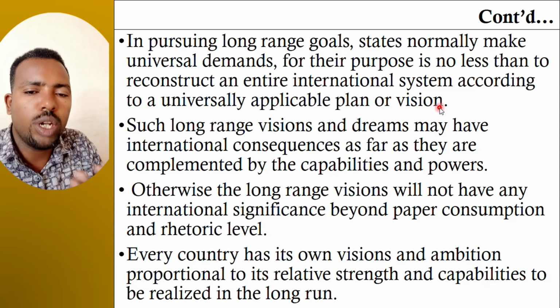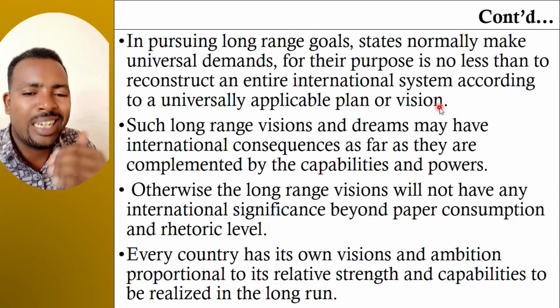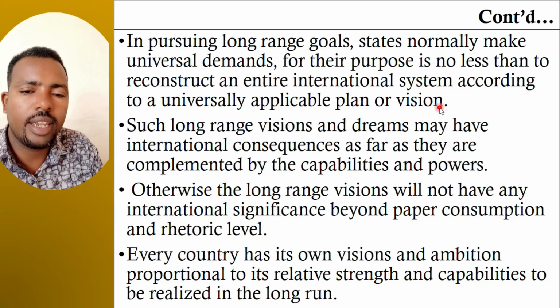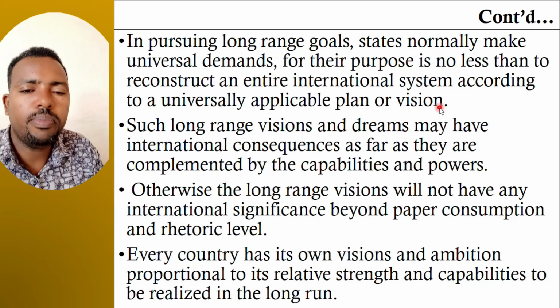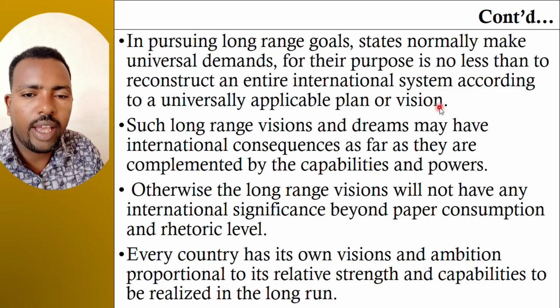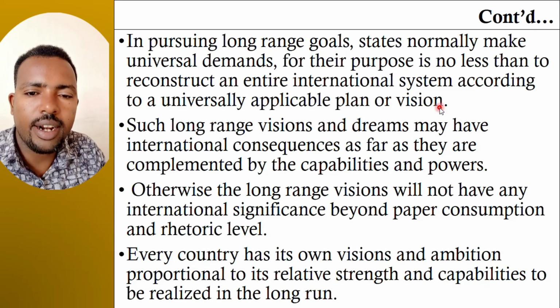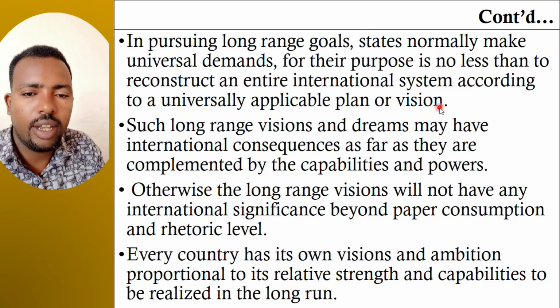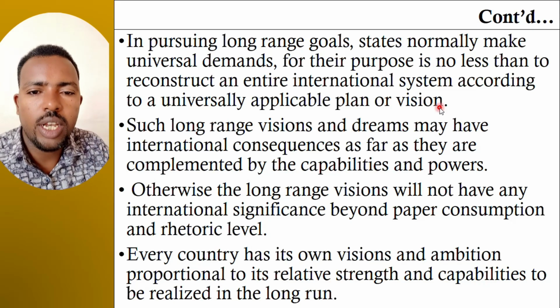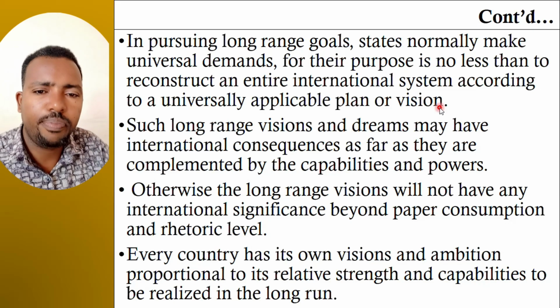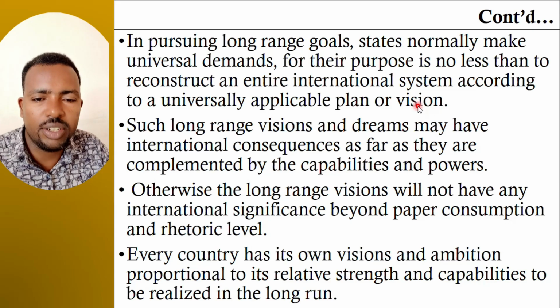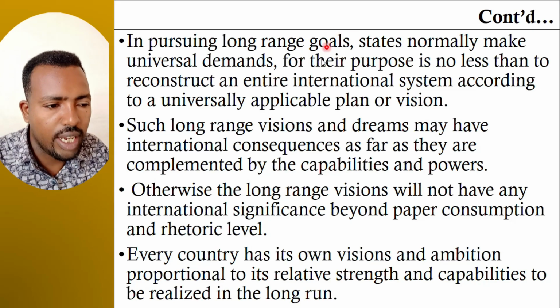The United States of America wants to design the international system based on neoliberal philosophy and a capitalistic project. On the other hand, countries like China, Russia, and North Korea are trying to have an international system based on communist philosophy and ideology. Countries like Iran, Saudi Arabia, and the United Arab Emirates want to reconstruct a world which embraces Islamic ideology, governed by Islamic law in the future, which takes a very long time. So these are universal goals that states pursue.